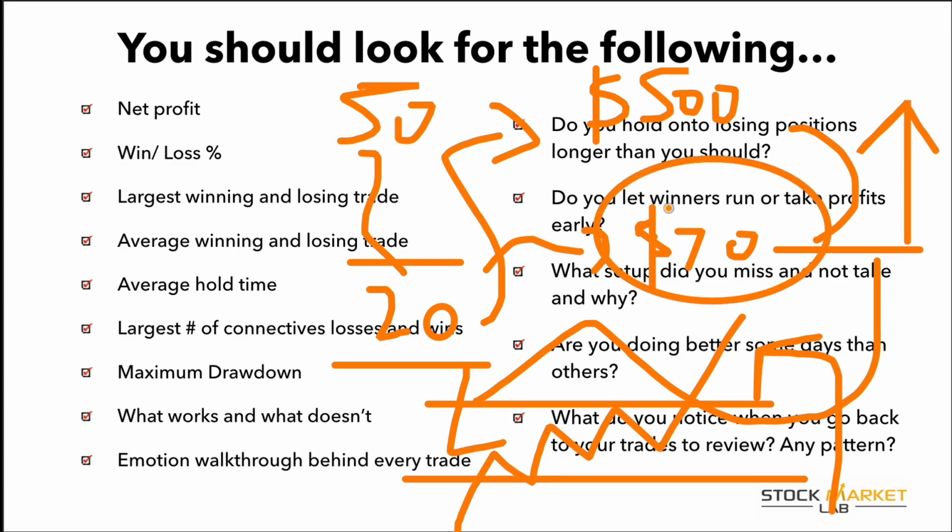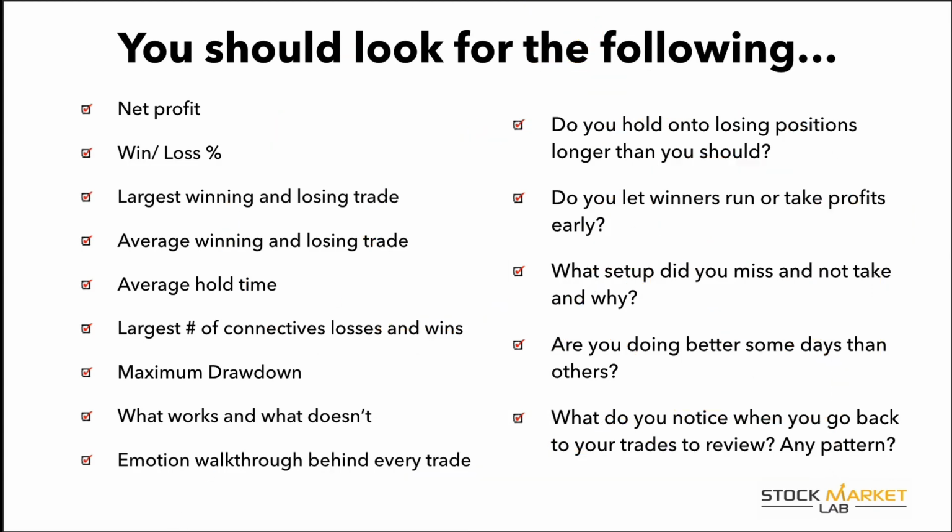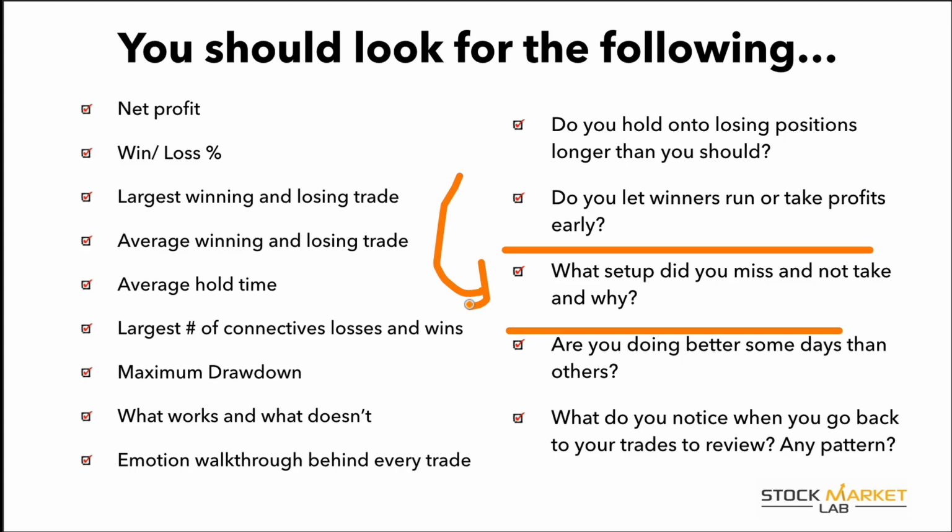I saw it was up 70 and I kept taking it off the table, which is obviously hurting me in the long run. Next, what setup did you miss and not take, and why? Obviously, when you guys create setups, you want to understand what setup did you miss? Why'd you miss it?